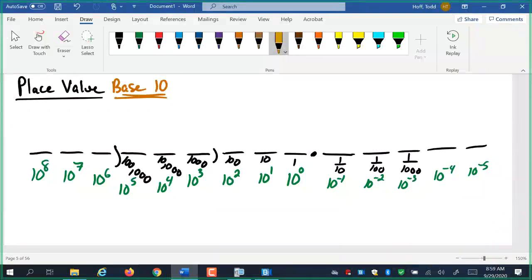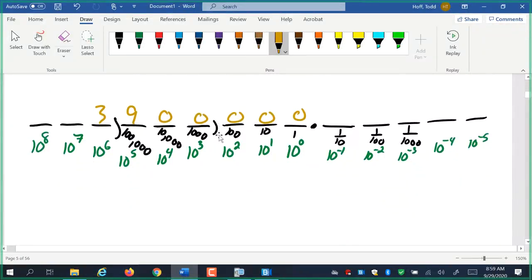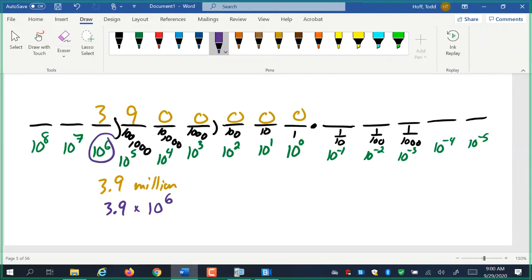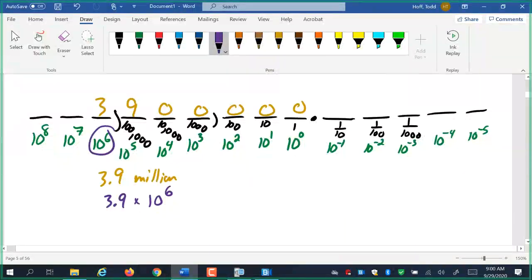Now, often we'll take a number like 3,900,000, and we will abbreviate it by calling it 3.9 million. Well, instead of writing out the millions place value, we could actually just say it's 3.9 times 10 to the 6th, which is the numerical place value for that millions place. Some of you may notice this as scientific notation.